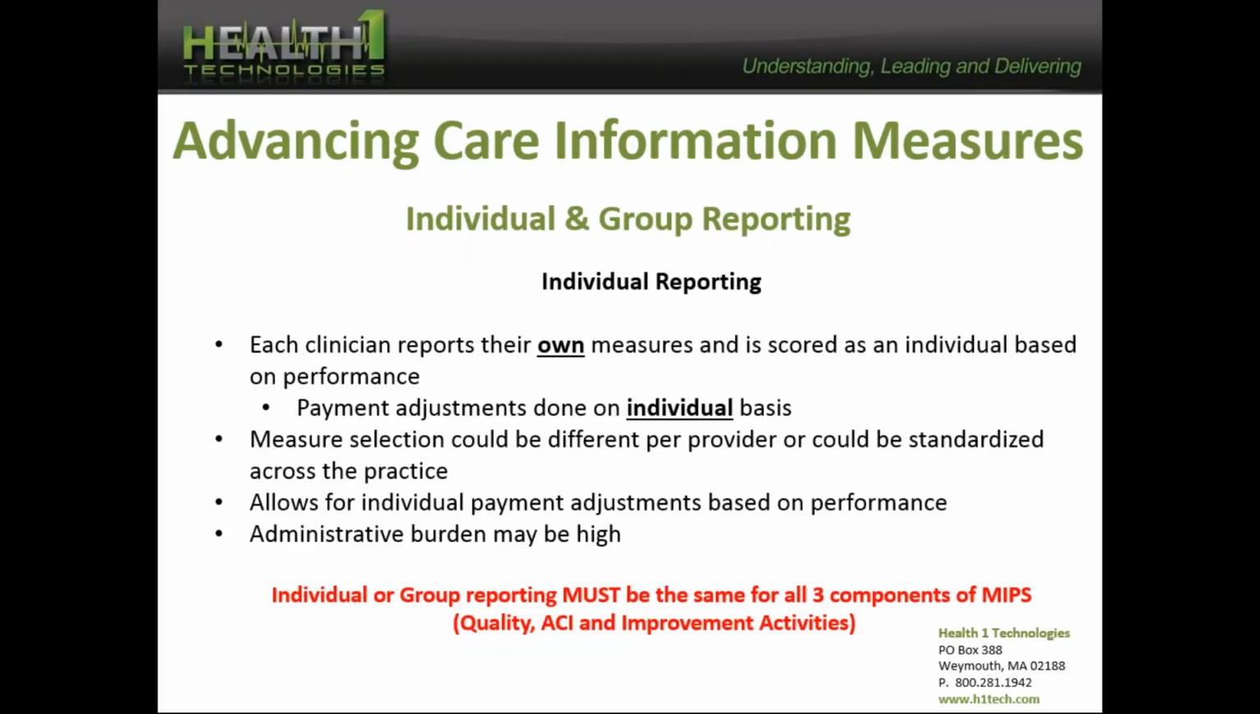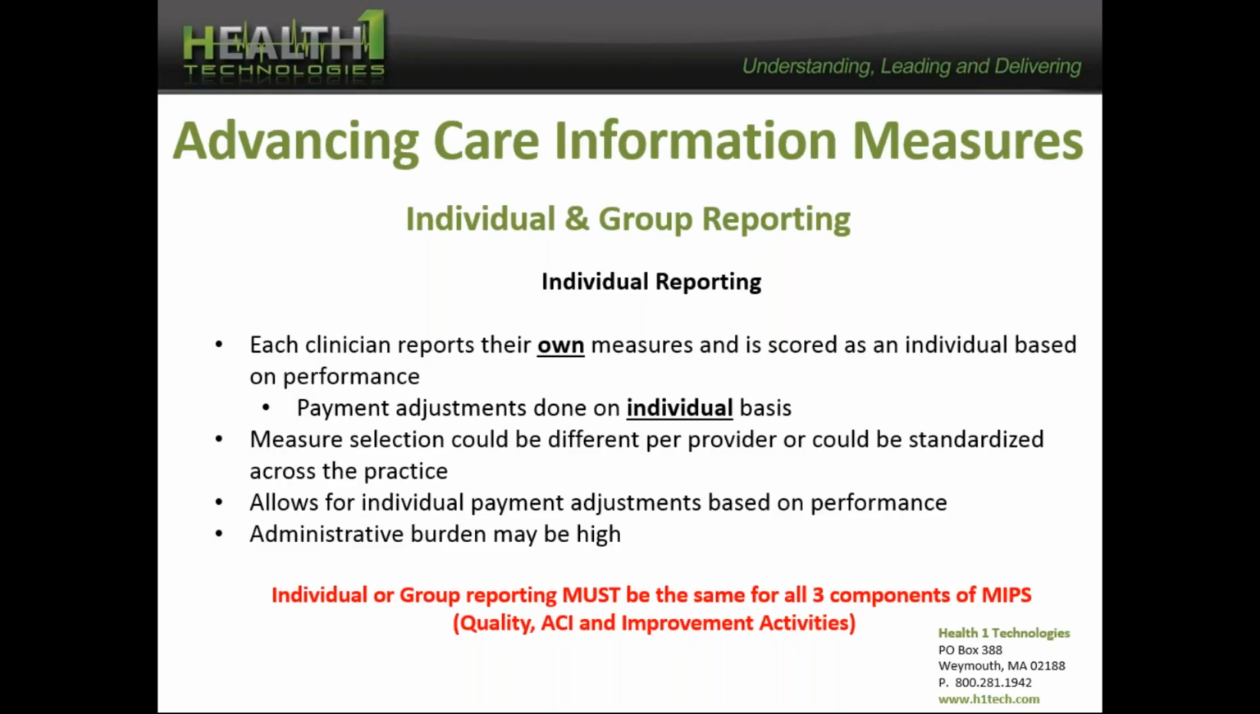So again, individual and group reporting, I know we talked about this in the quality program last webinar, but again, it's the same case for the ACI measures. So if we're reporting as an individual, then each provider is scored based on their own measures. Payment adjustments are done on an individual basis. Measure selections can be different. Individual providers have their own performance to be accountable for, basically.